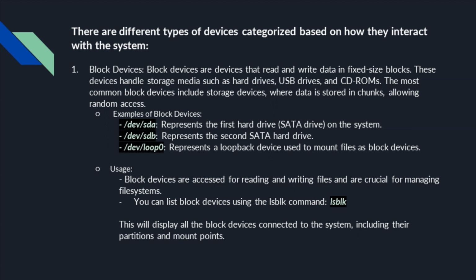/dev/sda represents the first hard drive, SATA drive, on the system. /dev/sdb represents the second SATA hard drive. /dev/loop0 represents a loopback device used to mount files as block devices. Usage: block devices are accessed for reading and writing files and are crucial for managing file systems. You can list block devices using the lsblk command. This will display all the block devices connected to the system, including their partitions and mount points.